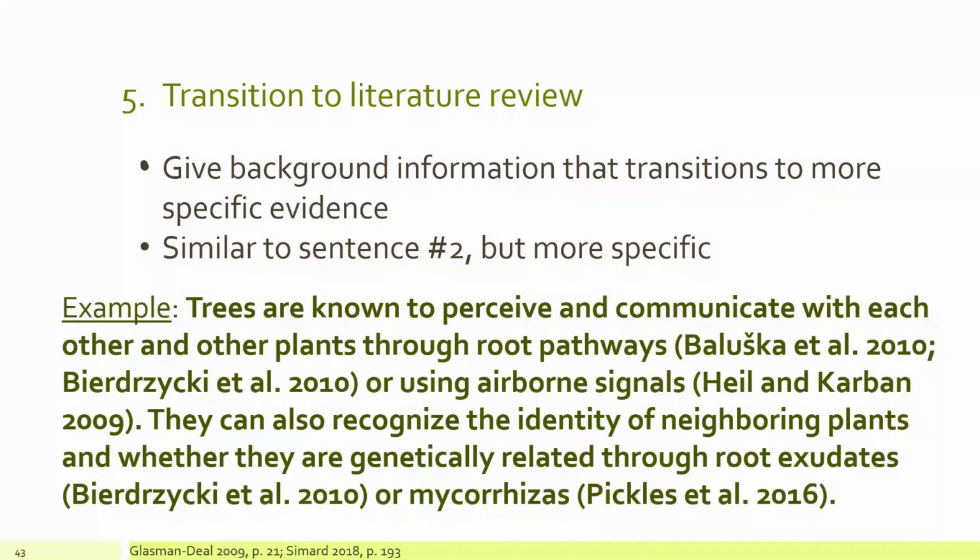For example, trees are known to perceive and communicate with each other and other plants through root pathways, or using airborne signals. They can also recognize the identity of neighboring plants and whether they are genetically related through root exudates or mycorrhizas. Here, Simard summarizes the main concepts known about how trees communicate. In contrast, the earlier evidence was on the general idea of the microbial network's role in working with the plants. This one is about the specific ways trees communicate, including how they communicate through mycorrhizas. So, we are gradually getting more specific, like the hourglass.